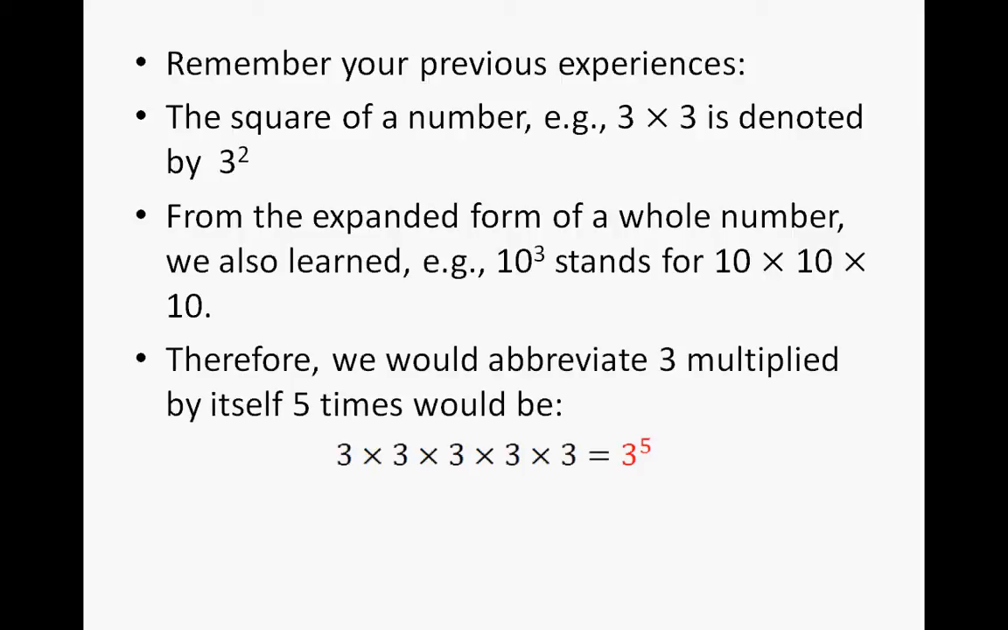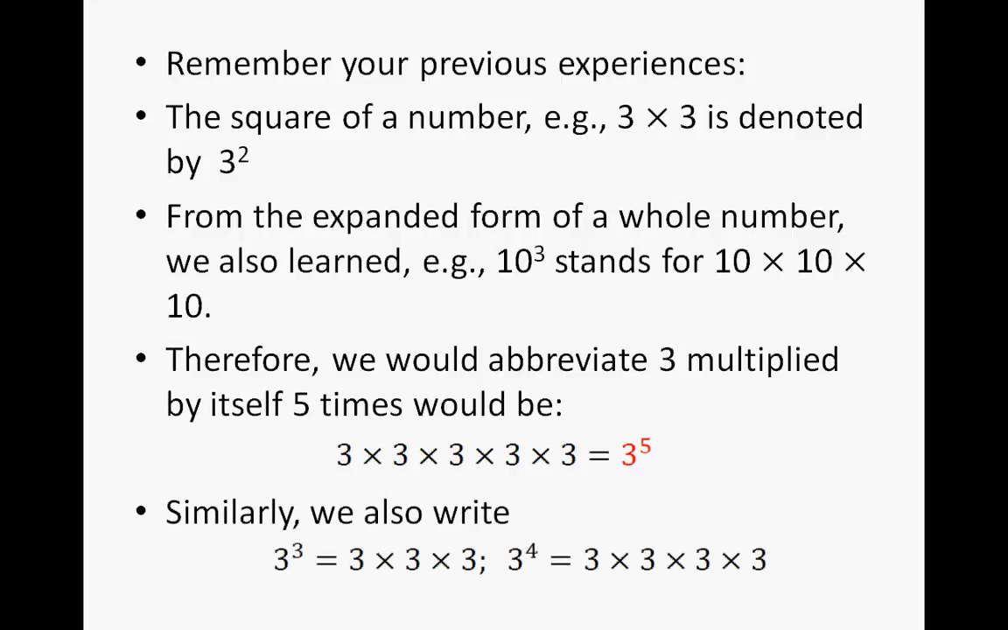So therefore, employing this same idea, we would abbreviate 3 multiplied by itself 5 times as 3 to the 5th power. So it's 3 multiplying itself over and over again, and in this case it's 5 times, so 3 times 3 times 3 times 3 times 3 is 3 to the 5th power.